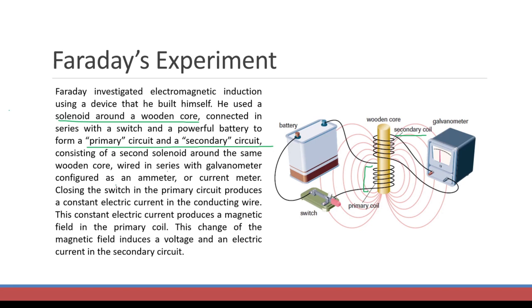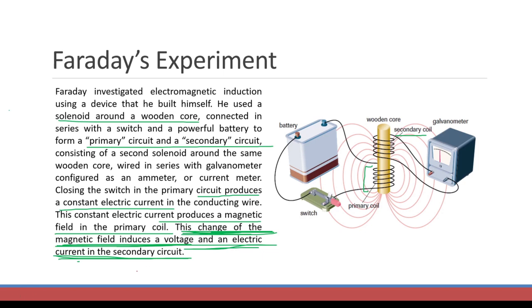And it was around the same wooden core, wired in series with a galvanometer configured as an ammeter, or current measuring meter. Closing the switch in the primary circuit produces a constant electric current in the conducting wire. This constant electric current produces a magnetic field in the primary coil. And this change of the magnetic field induces a voltage and an electric current in the secondary circuit.